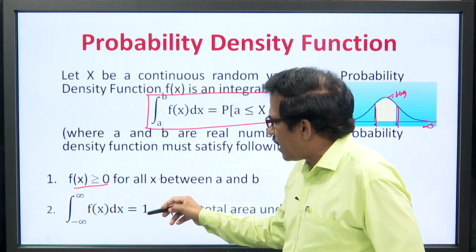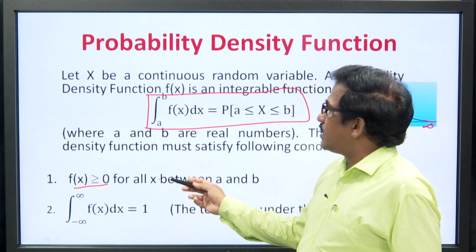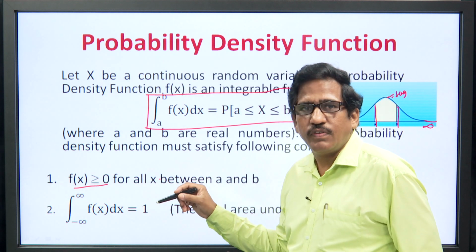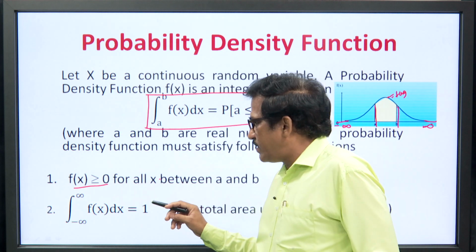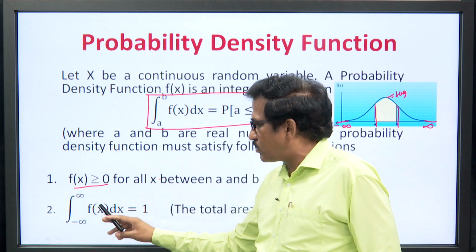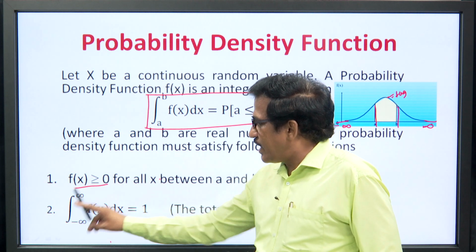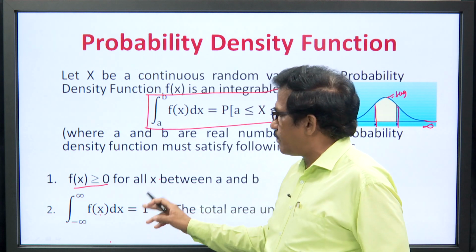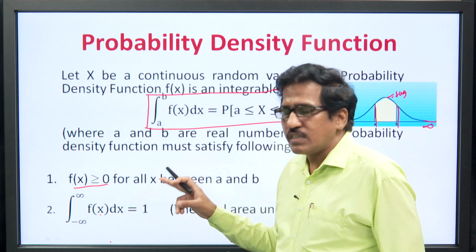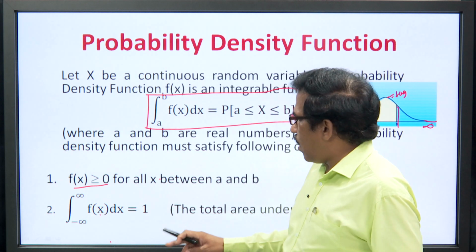These two conditions are very similar to the conditions we studied in probability mass function. What is the difference between these two conditions? As this is a continuous variable function, we are integrating this particular f x dx, whereas in probability mass function, we just take the summation of all values.